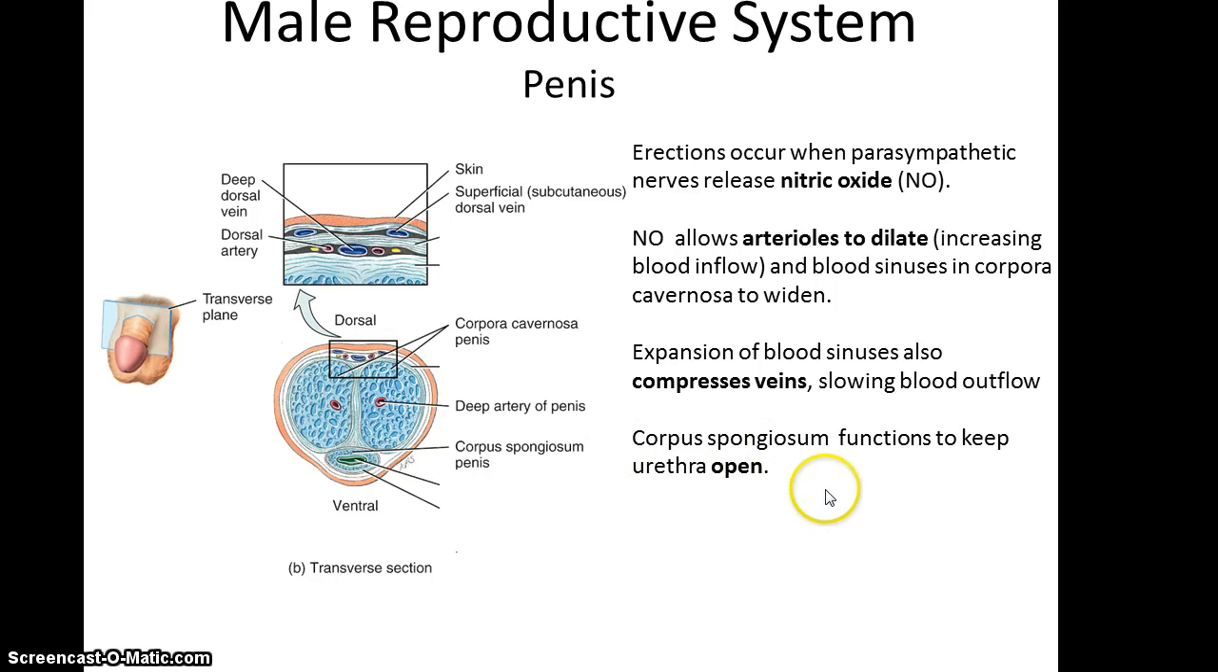Now, the thing that signals this is that you have parasympathetic nerves that will trigger the release of nitric oxide. And this nitric oxide will allow the arterioles to dilate, basically increasing the blood flow in, filling up the corpora cavernosa, which would then cut off the outflow to some extent. And that's basically how an erection occurs.